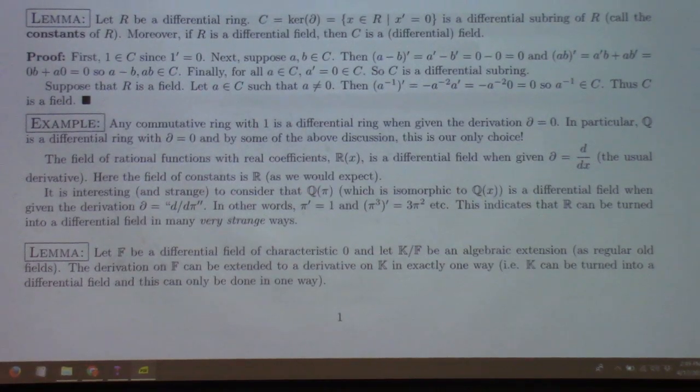Okay. Let F be a differential field of characteristic 0 and K over F be an algebraic extension, like we've talked about this semester. Then the derivation on F can be extended to a derivative on K in exactly one way. In other words, we can turn K into a differential field, and this can only be done in one way. So we can extend a derivative off the base field to an algebraic extension field in a natural fashion. Here's how.